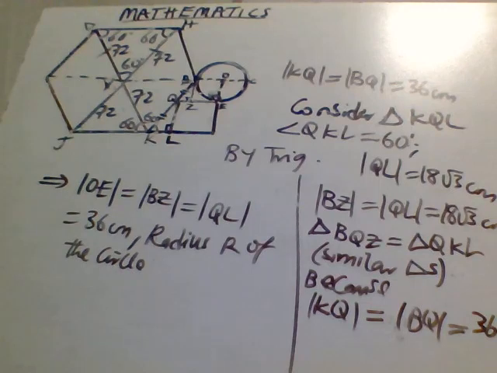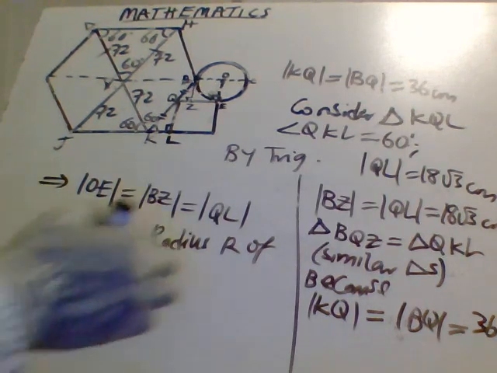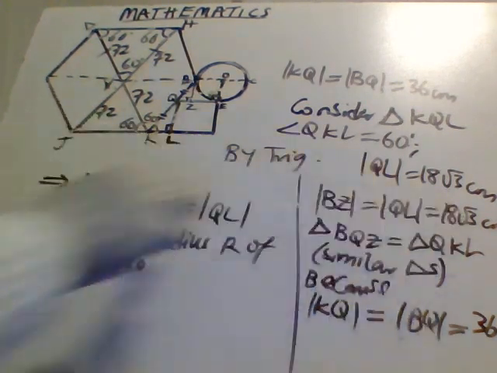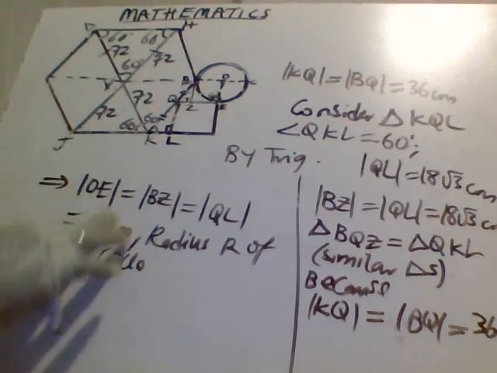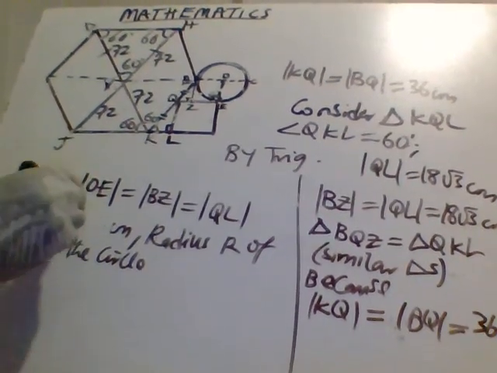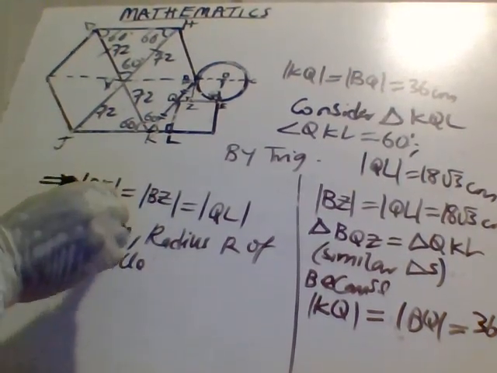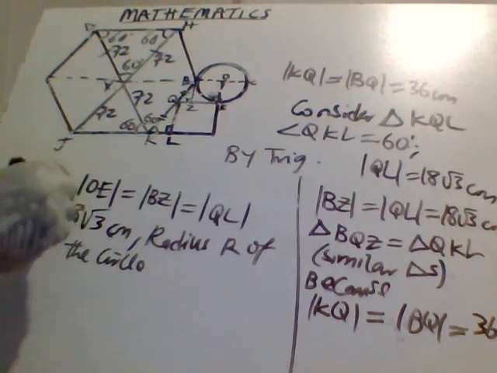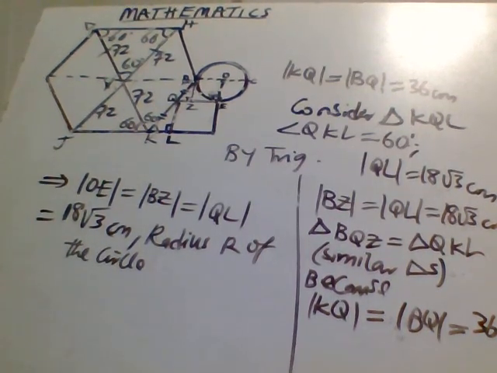Is it the radius of the circle? So let's continue. So what do we have? BZ is equal to 18√3, which is the radius of the circle. So we have gotten the radius of the circle.